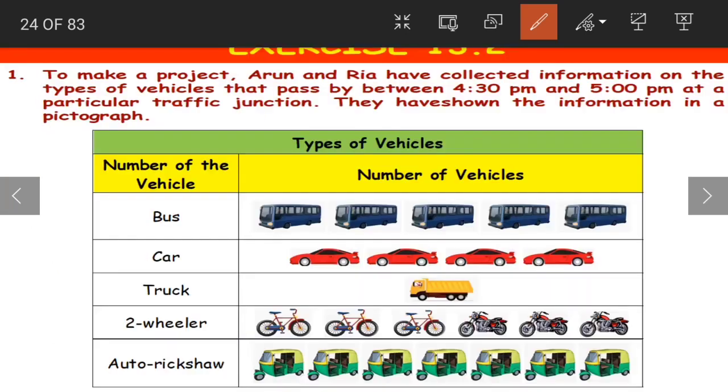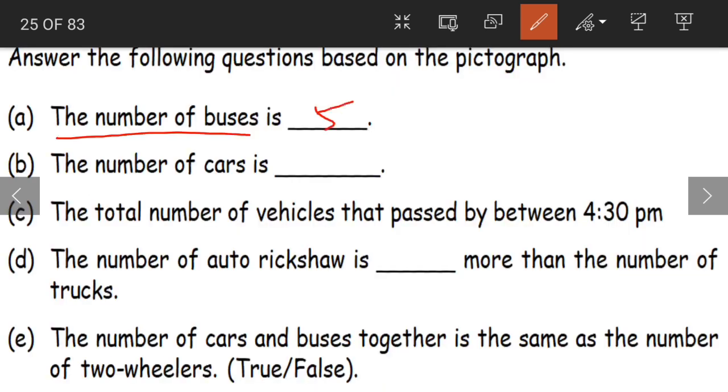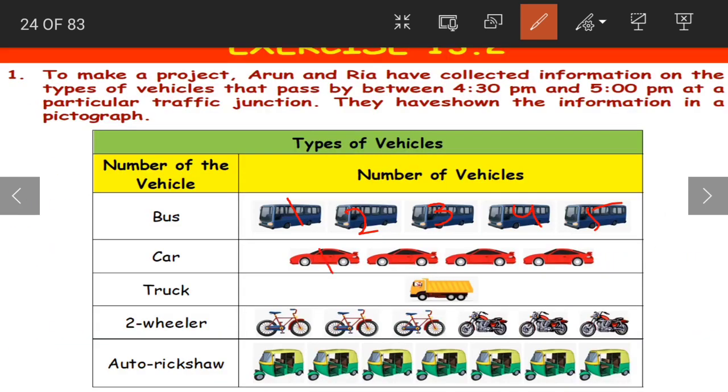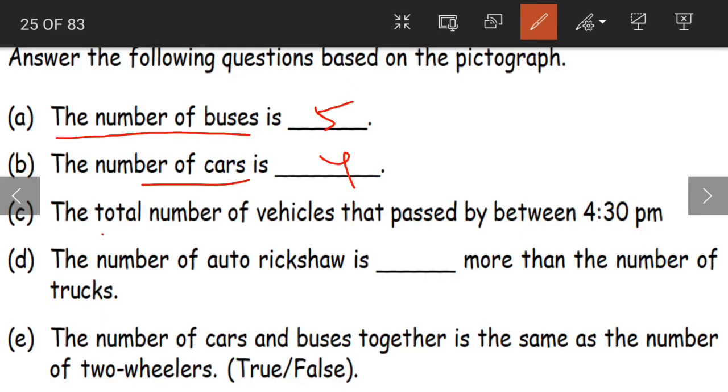The number of buses: how many buses, children? 1, 2, 3, 4, 5. So the number of buses is 5. The number of cars is 1, 2, 3, 4. So the number of cars is 4.